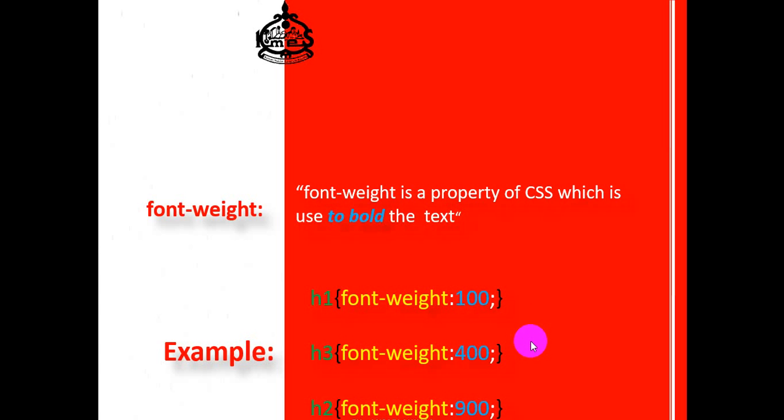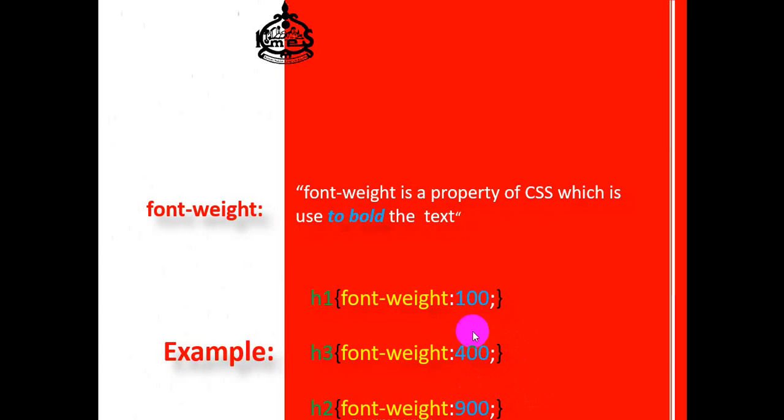As I am asking you, which one will be the lightest and which one will be the boldest? If we have a range of text boldness, and the range starts from 100 and ends at 900, then logically, what would be the lightest font text? I think your answer will be 100, because the range starts from 100, so the lightest will be 100. And the boldest one is 900.